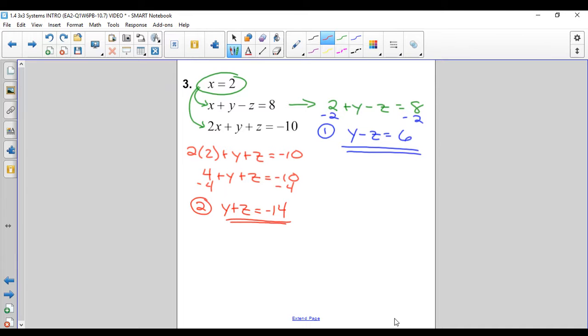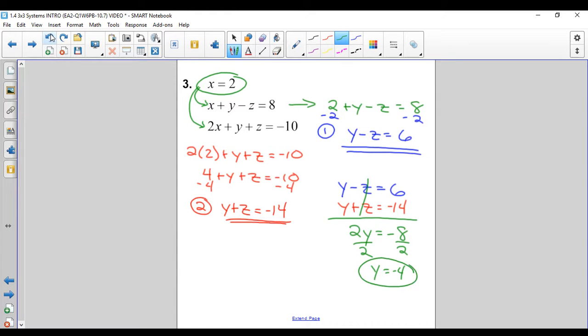There's my second equation I'm going to use. I have two equations, and I have two variables in each. I'm going to take those two equations and stack them. So I take y minus z equals 6, and y plus z equals negative 14. Stack them. We add straight down. These cancel as is. We don't need any changes. Hopefully you remember this from 2x2 systems. We get 2y equals negative 8, divided by 2, y equals negative 4. We have a second solution.